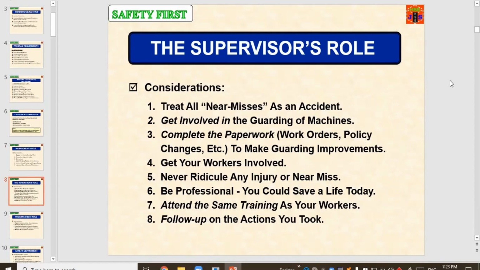What is the role of supervisory staff? Supervisory staff consideration must be to treat all near misses as an accident, get involved in the guarding of machines, complete the paperwork, work orders, policy changes, etc. to make guarding improvements. Get your workers involved. Never ridicule any injury or near miss. Be professional. You could save a life today. Attend the same training as your workers and follow up on the actions you took.